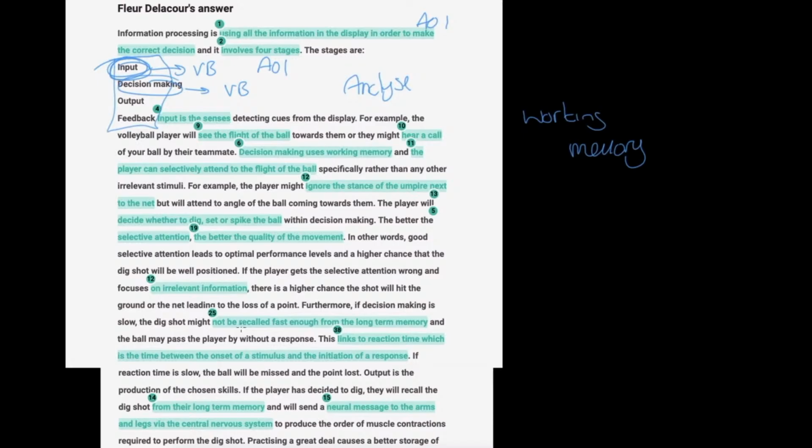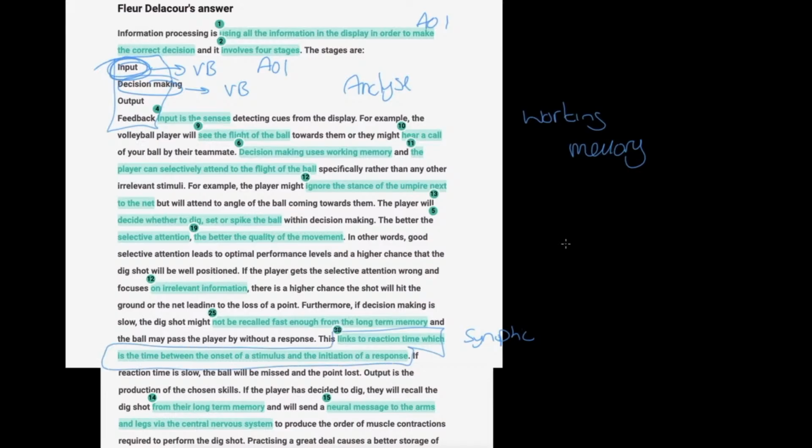Furthermore, if the decision making is slow, the dig shot might not be recalled fast enough from the long-term memory, and the ball may pass the player without a response. This links to reaction time, and now I'm going into synoptic links. So we're saying that sometimes information processing is too slow. It links to reaction time, which is the time between the onset of a stimulus and the initiation of response. So all I've done there is I've made a synoptic link, and I've just defined what reaction time is.